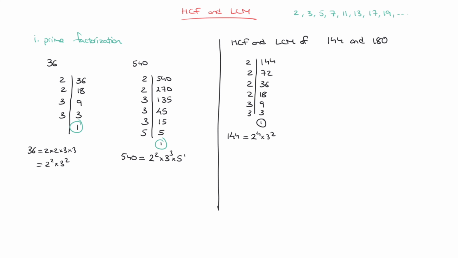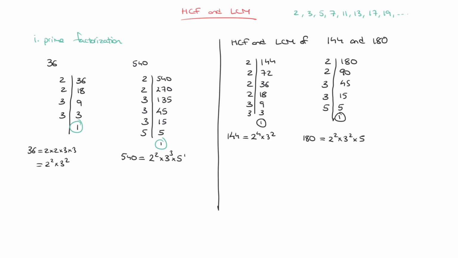I do the same for 180, okay? So let's try and go fast again. Again, don't hesitate to press pause first to see if you can do it, and then I'll just do it very quickly here. So I can divide 180 by 2, which gives me 90, which I can divide by 2 again, which gives me 45, which I can divide by 3, 15. I can divide that by 3, which gives me 5, and I can divide 5 by 5, which gives me 1. Right, so 180 is equal to 2 squared times 3 squared times 5.